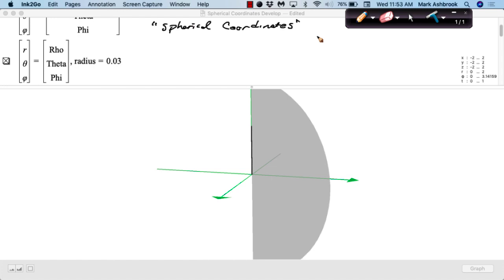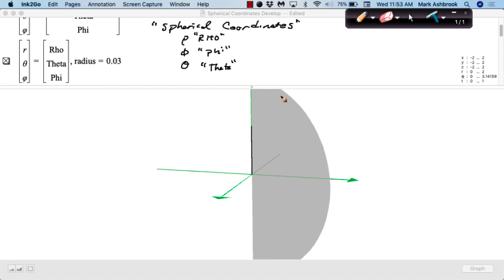So spherical coordinates, the base coordinates are rho, phi, and theta. Is it phi or phi? Okay, you're saying phi, so I will try to say phi. I've probably gone back and forth a million times. So I heard phi, so we'll go with phi. All right, so it's rho, phi, and theta. Okay, so we're going to start with theta.